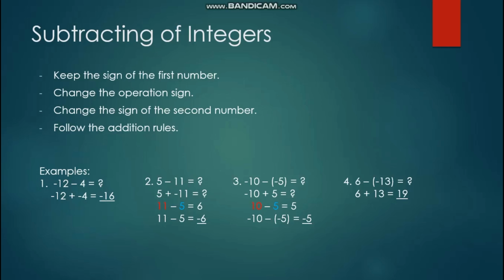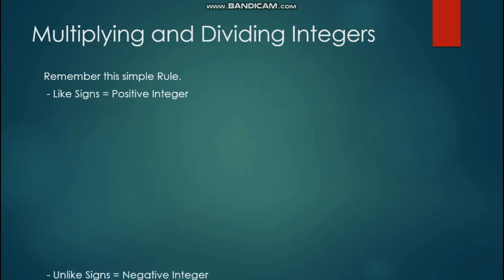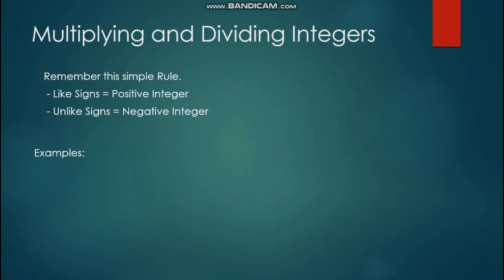Our next and last topic is multiplying and dividing integers. This is the easiest of all because these are the only rules you need to remember. Like signs equals positive and unlike signs equals negative. So, to make it easier to understand, here are our examples. Example number 1. 5 times 4. Since they are like signs, our product is positive 20.